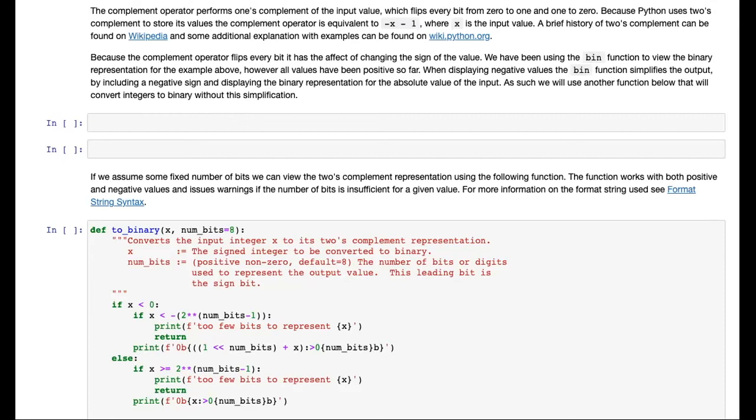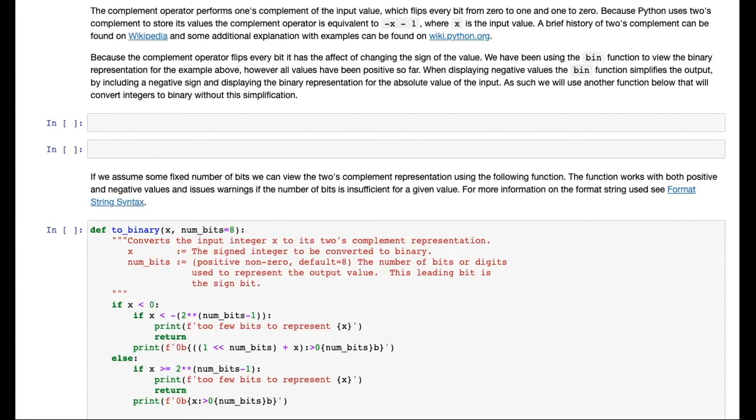So we're not going to get into why Python, like many languages, uses 2's complement, but I've given you links here to the 2's complement page in Wikipedia, as well as the wiki.python page on this, which gives you much more information as well as some examples. Now, because the complement operator flips every bit, and because Python uses 2's complement, this has the effect of changing the sign of the value. So positive values become negative and negative values become positive.